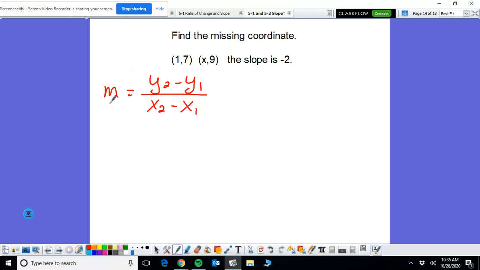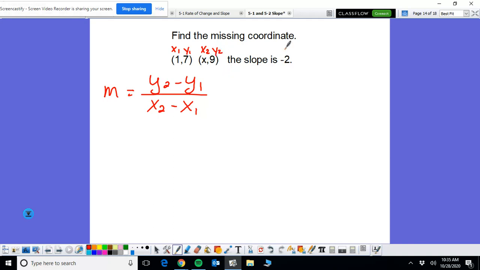Well, that's what we're looking for. What did they give us? This is x1. This is y1. This is x2 now. We don't know x2. They leave it as x. And this will be y2. But hold on a second. They gave us something else here. They gave us actually the m.